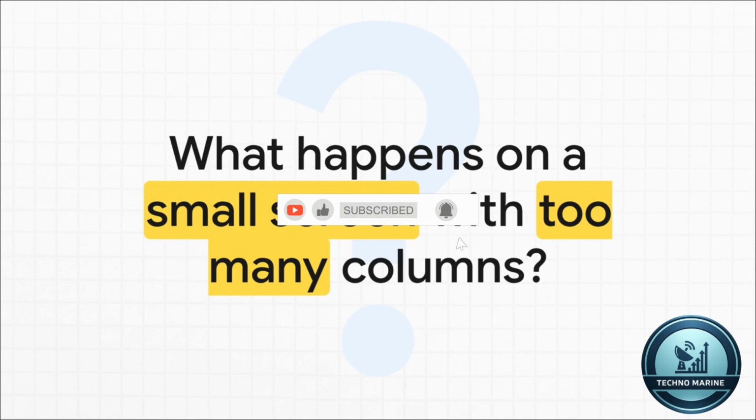So, here's a problem I'm sure you've run into. Our table looks great on a big screen, right? But what happens when you try to look at it on your phone? If you have too many columns, the table is suddenly wider than the screen, and it just breaks the whole page layout. You're forced to scroll the entire page sideways, which is just a terrible experience.